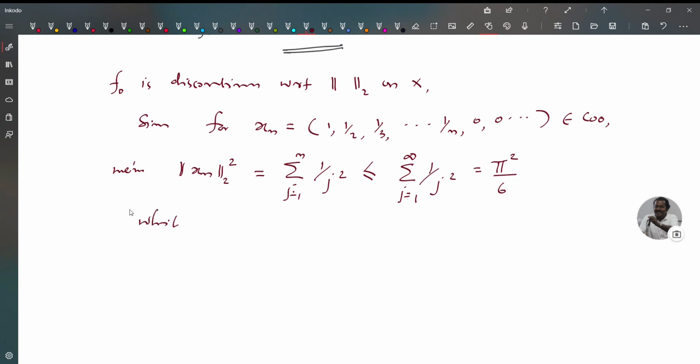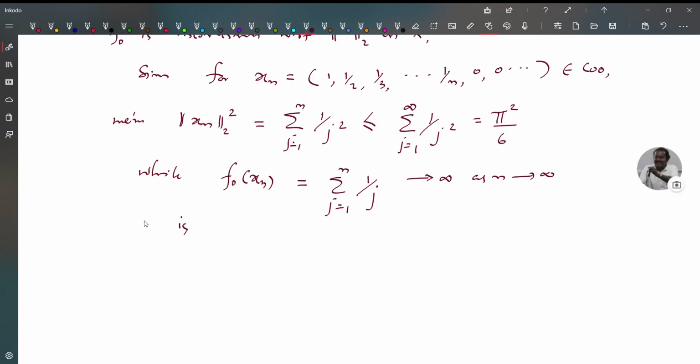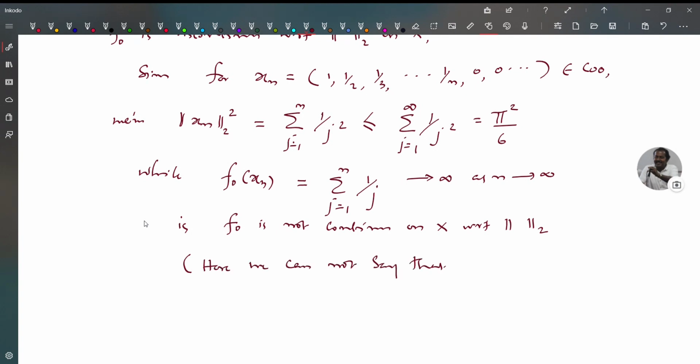While f0 of xn is equal to sigma j is equal to 1 to n 1 by j. This tends to infinity as n tends to infinity. That is, f0 is not continuous on X with respect to two norm. Here we cannot say that modulus of f0 of xn is less than or equal to two norm of xn square.